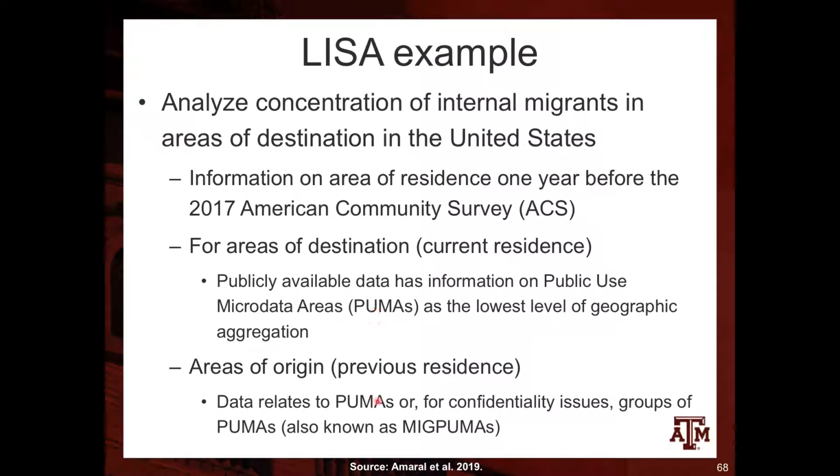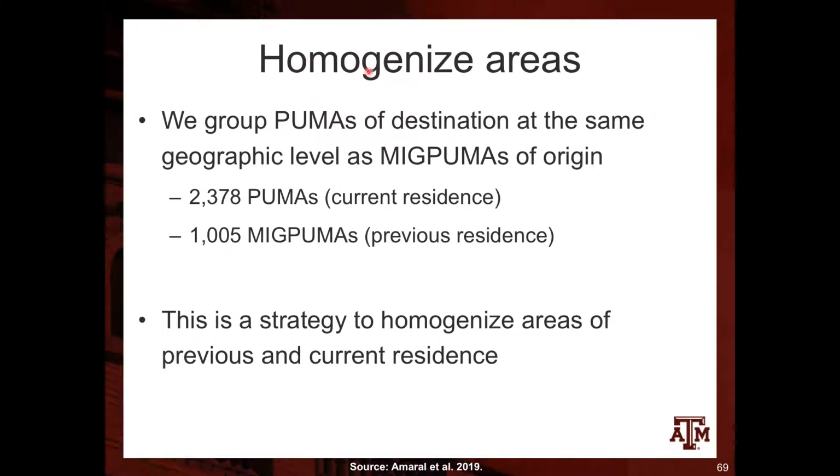In order to have similar areas of current and previous residence, I had to homogenize these areas. So our research team grouped the PUMAs of destination at the same geographic level as the MIG PUMAs of origin. As I mentioned before, this publicly available data has information about PUMAs of current residence. In the 2017 American Community Survey, we had 2,378 PUMAs. In previous residence, some of the areas are similar to the PUMAs, but most of them are grouped, and then we have these MIG PUMAs that add up to 1,005 using the 2017 American Community Survey.